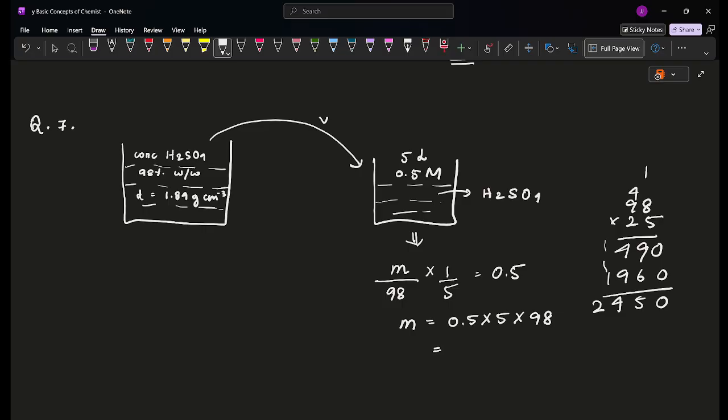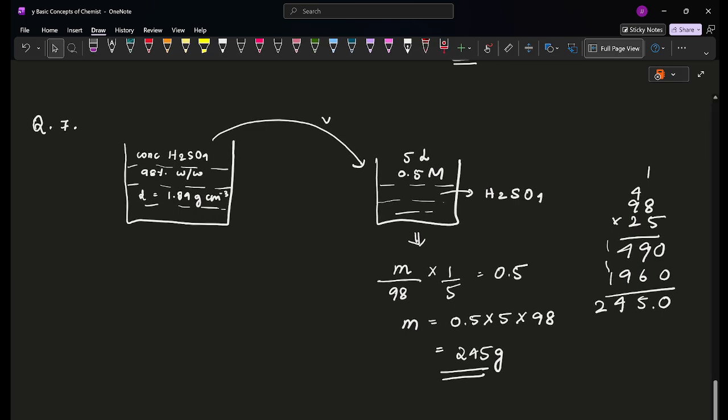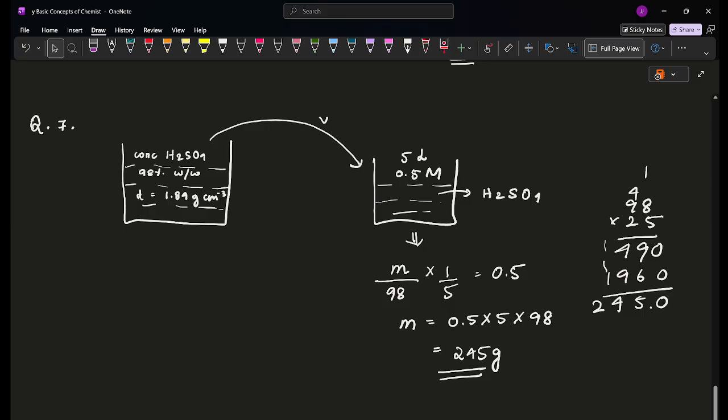So it is 2450, and since there is a decimal point, it's going to be 245 gram. So that much gram is what you need, but they're asking for volume. Alright, so let's just keep this aside. Now let's check over this side.